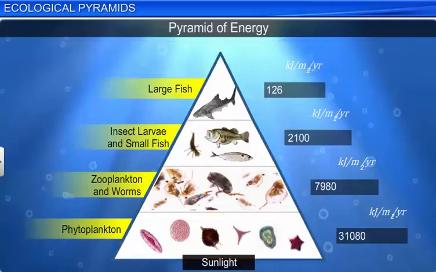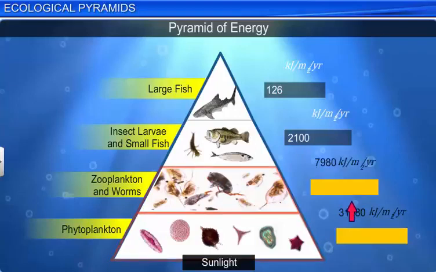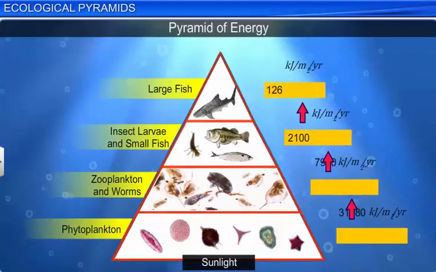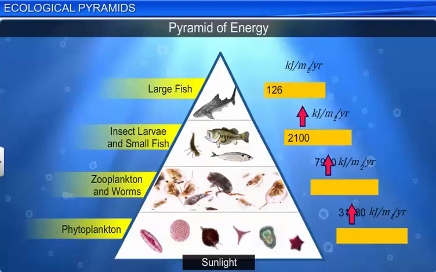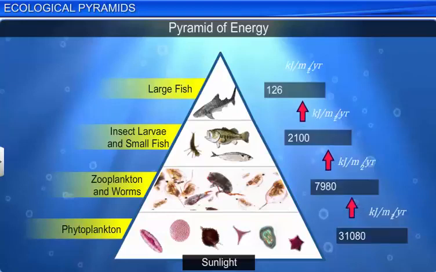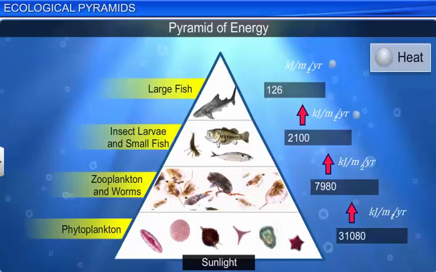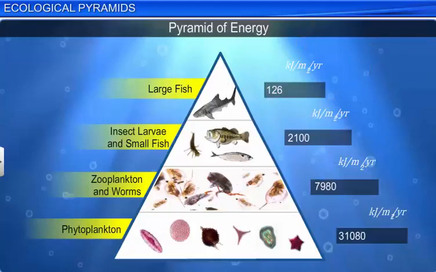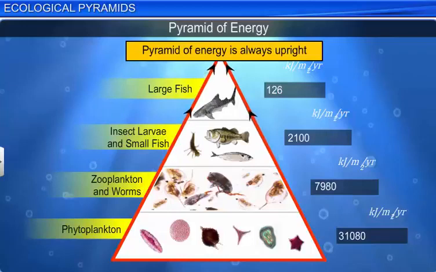Energy is always higher at lower trophic levels, that is, the producer, and flows to higher levels. Moreover, some energy is used for the metabolic activities of organisms, and some energy is dissipated as heat in the process. That is why a pyramid of energy is always upright and never inverted.